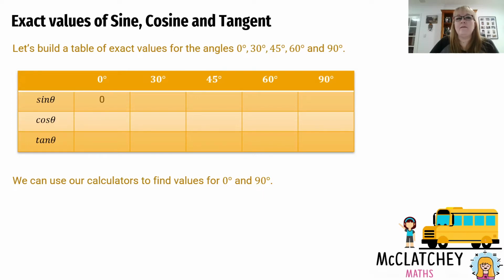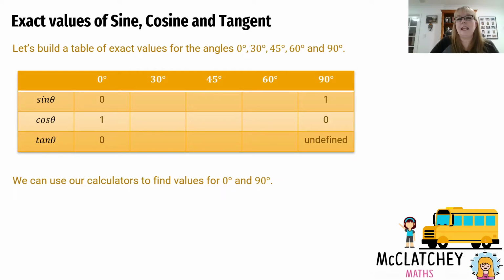For sine 0, we're going to get 0 as a value. For cosine of 0, we'll get a 1. And for the tangent of 0, we'll get a 0 as well. These are important things to remember. So you'll notice that cosine is the only one that's a 1 there. Let's have a look at 90. Well, sine swaps to a 1 and cosine swaps to a 0. So that's a good way to remember that the two of those swap.